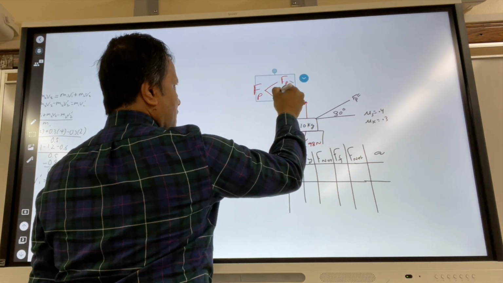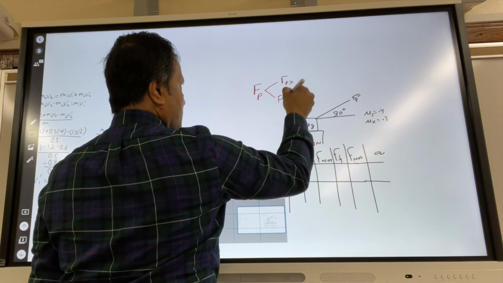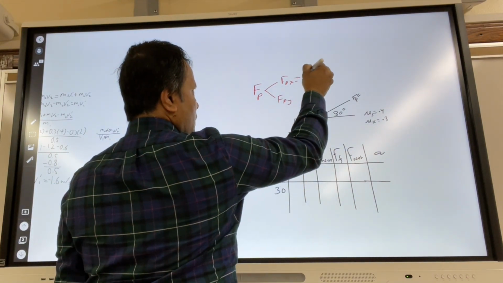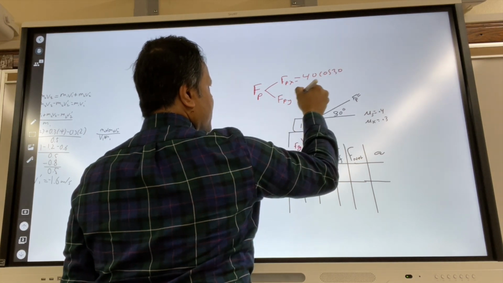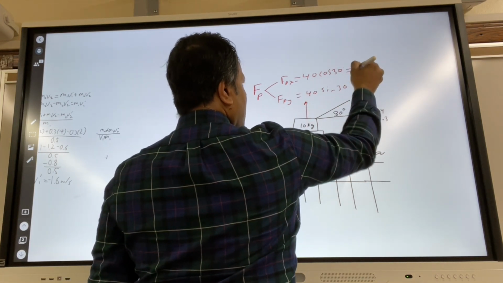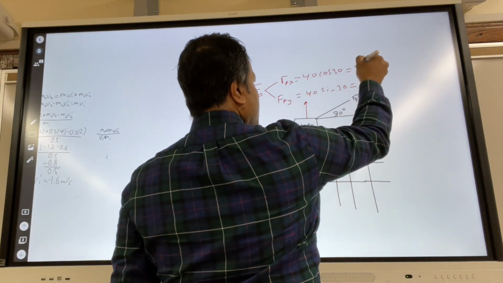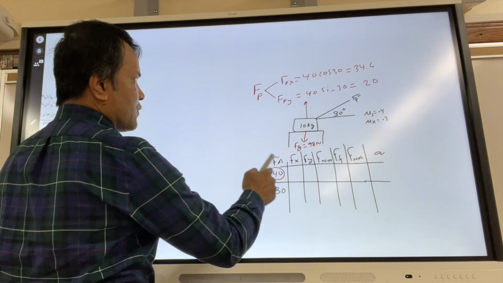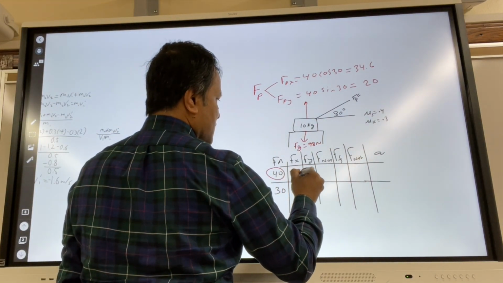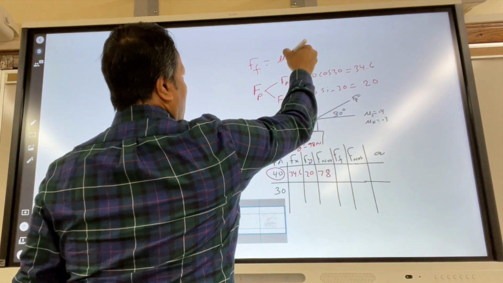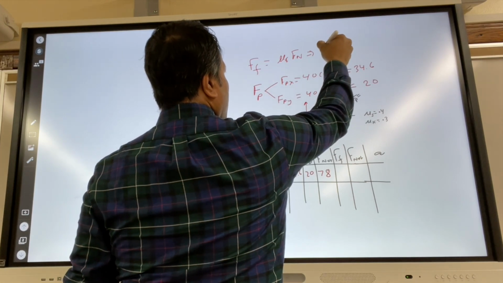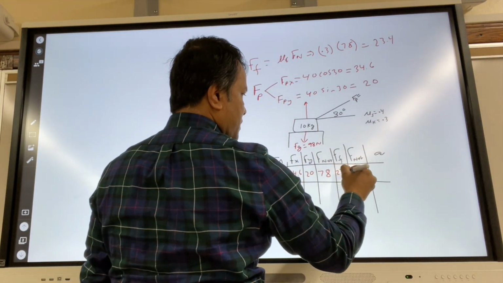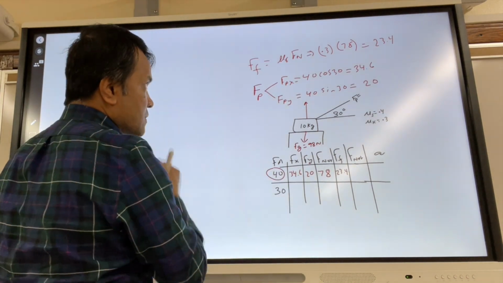Fpx and Fpy, right? So then I have this, let's start with 40 sine 30, 40 cosine 30. 40 cosine 30 is 34.6, and 40 sine 30 is 20. Okay, so this is for 40, so the x is 34.6, y is 20. Fn, which should be 0.3 times 78.4, so this is 23.4.